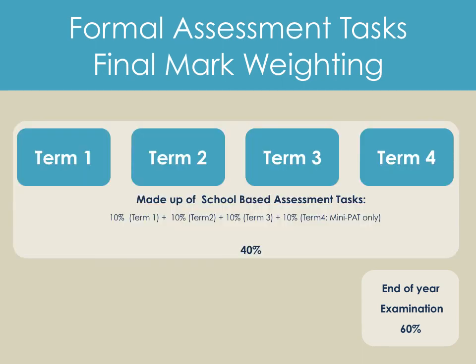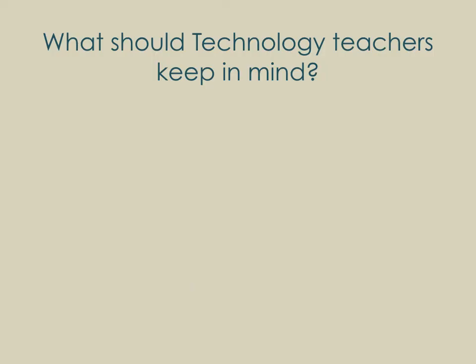Well, the 40% comes from school-based assessment tasks from term 1, term 2, term 3, and term 4. And remember, in term 4, you're taking 100% that mini-PAT. Each of those terms counting 10% of their marks, and that makes up the 40%. And that 40% plus the 60% together make the progression and promotion mark for the learners, which makes up the 100%. Now, what should technology teachers keep in mind?